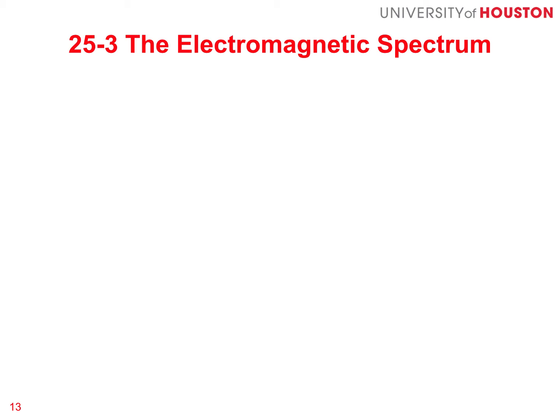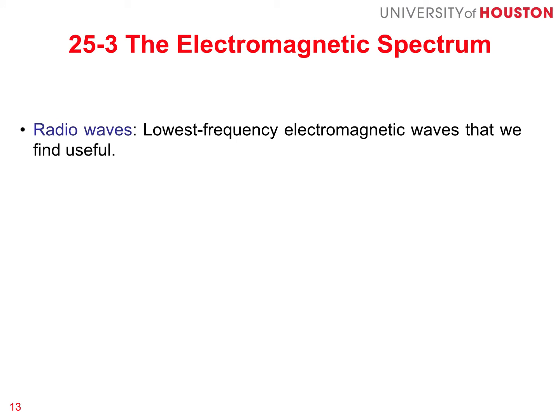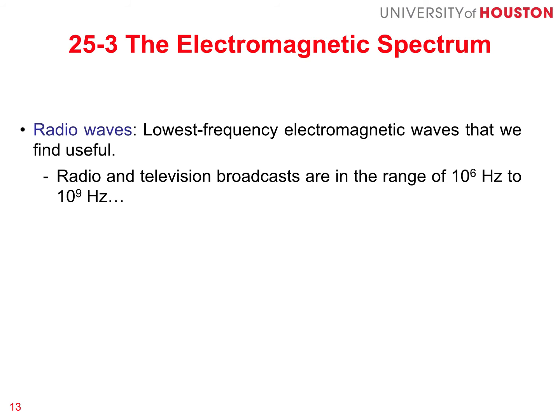Radio waves have the lowest frequency in the spectrum, and these are used to broadcast radio and television signals that are received by antennas. They have a frequency range of 10 to the 6 to 10 to the 9 Hertz, and because they have the smallest frequencies, they have the largest wavelengths.